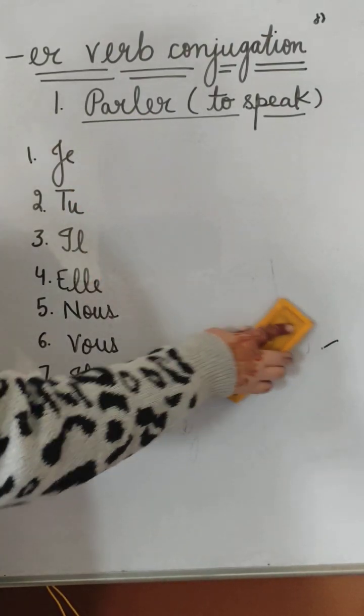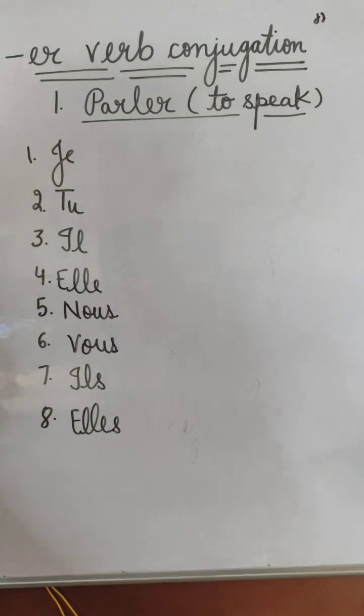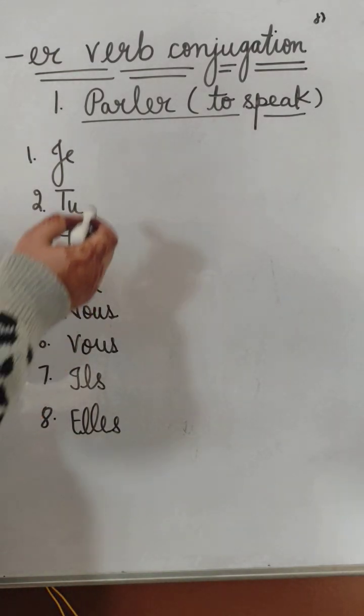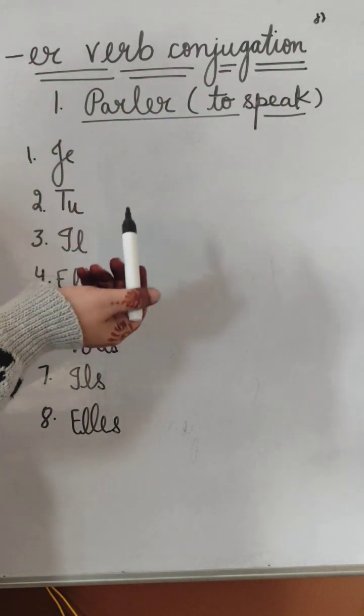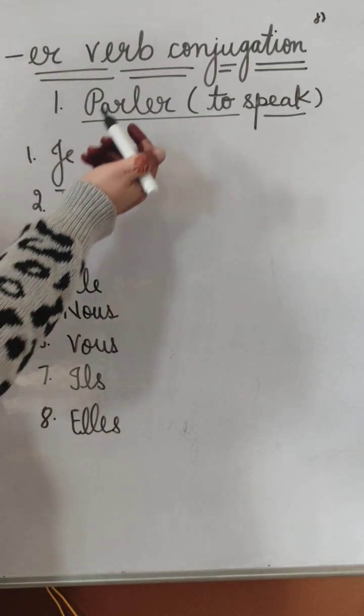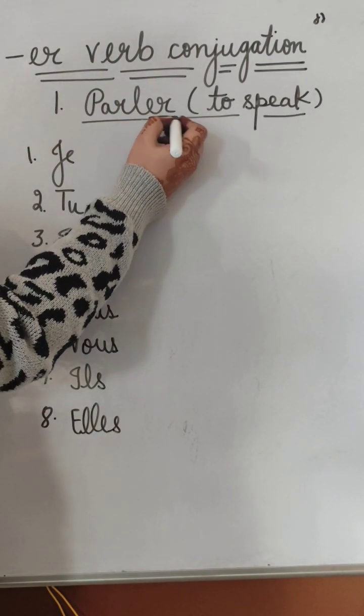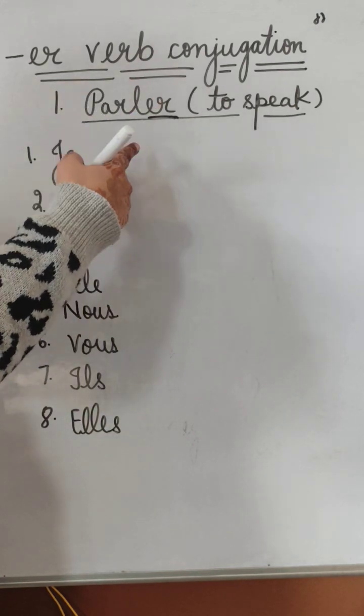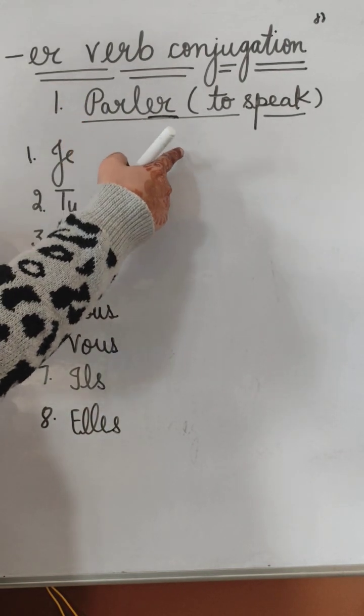So our verb is parler, an ER verb. What are ER verbs? The verbs that end with ER are known as ER verbs in French. Now this is the conjugation in the present tense. So this is an ER. So what is the rule? Rule number 1 is remove ER or cut ER.